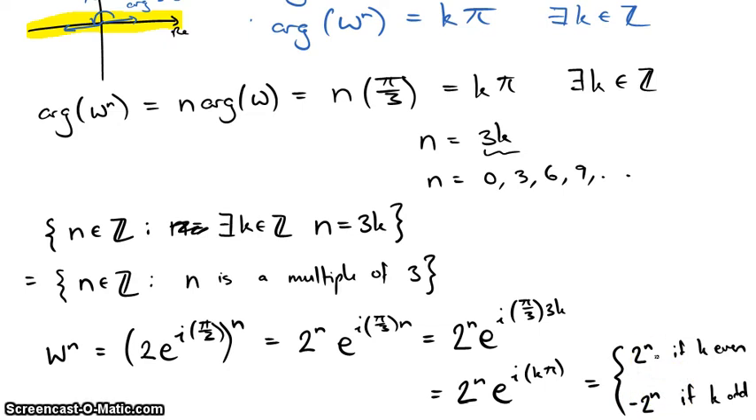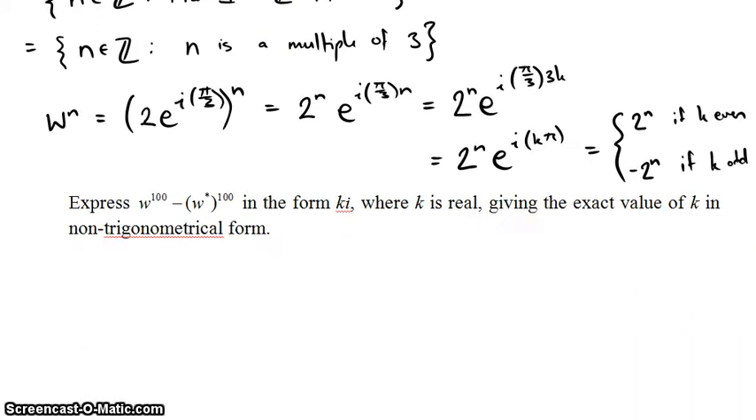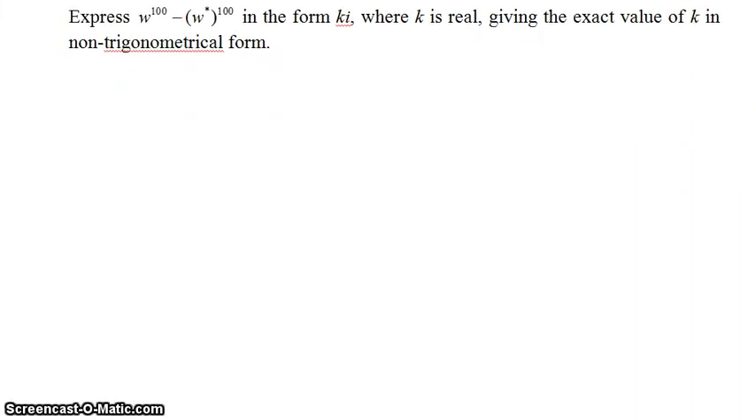So we've shown what we're asked to show, that it's either 2 to the n or minus 2 to the n, and we've given conditions if k is even or if k is odd. So the last part: express w to the 100 minus w conjugate to the power of 100 in the form ki, where k is real, giving the exact value of k in non-trigonometrical form. So what do we do?